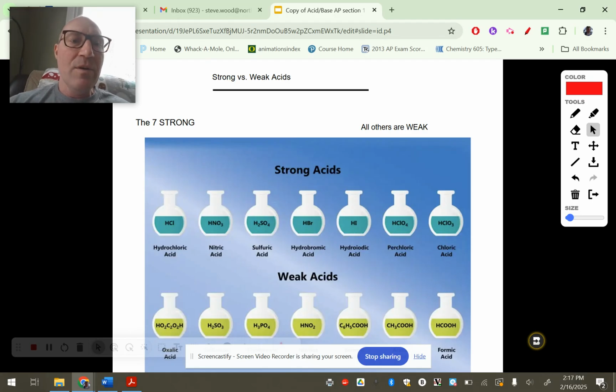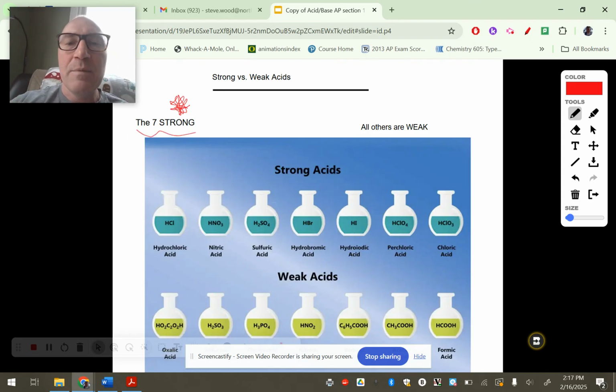Okay, so if you put an acid in, like HCl, and drink that, you would be in trouble. Whereas vinegar, you're probably okay. So it depends on what type of acid you're working with. If it's a strong acid, these are the 7 strong. And by the way, you need to memorize these as soon as possible. So make sure you know the 7 strong.